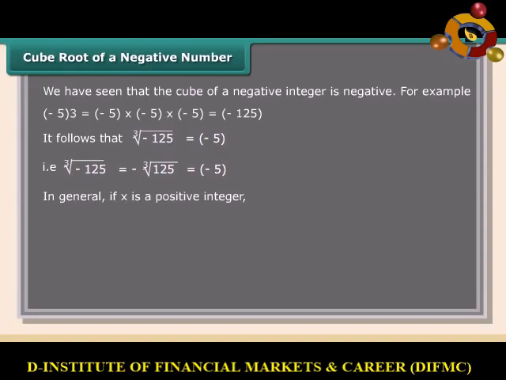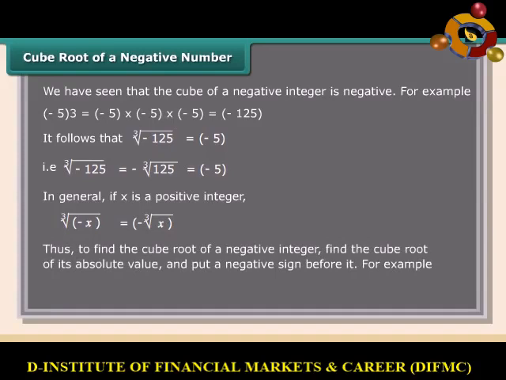In general, if x is a positive integer, cube root of −x is equal to minus cube root of x. Thus, to find the cube root of a negative integer, find the cube root of its absolute value and put a negative sign before it. For example, cube root of −64 is equal to minus cube root of 64, which equals −4.